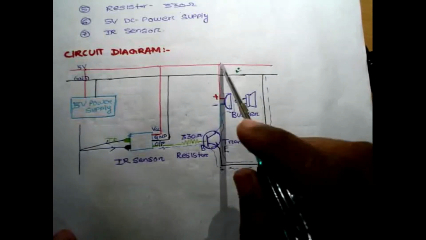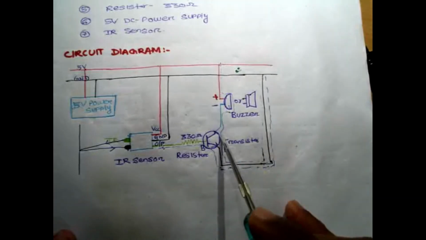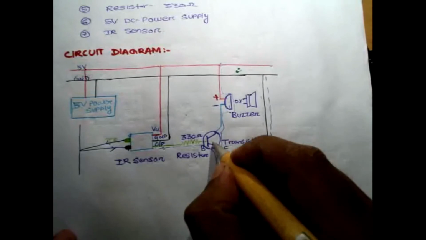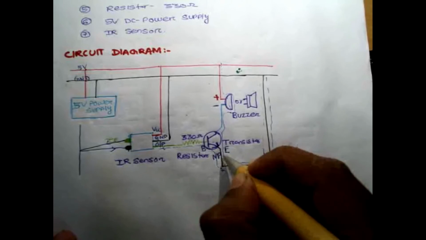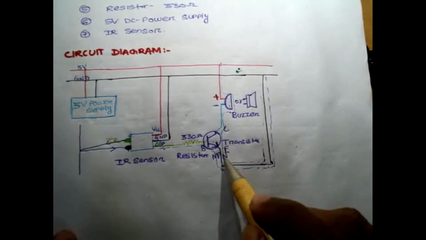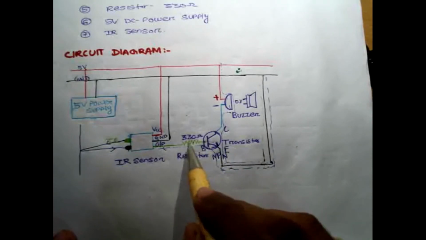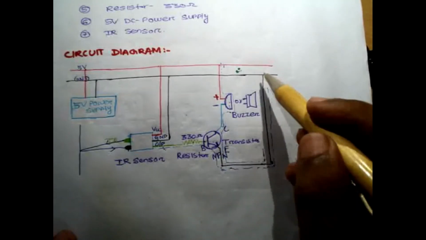This is my input circuit and this is the output circuit. Here the 5 volt is given to this collector through the buzzer. This one is my collector. You can see this is a 3 terminal transistor. This is the symbol of a transistor. Since the arrow is outward, it is NPN. This is an NPN transistor: collector, emitter, and this is base. Base is connected to the output of the sensor through a resistor. Collector is connected to the 5 volt through the buzzer, and emitter is connected directly to the ground.